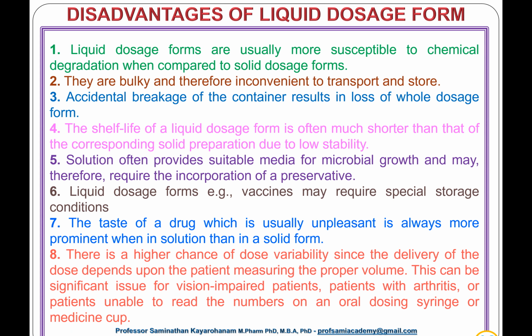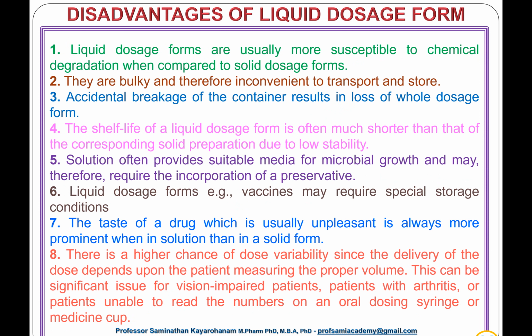Next slide. Disadvantages of liquid dosage form. 1. Liquid dosage forms are usually more susceptible to chemical degradation when compared to solid dosage forms. 2. They are bulky and therefore inconvenient to transport and store. 3. Accidental breakage of the container results in loss of the whole dosage form. 4. The shelf life of a liquid dosage form is often much shorter than that of the corresponding solid preparation due to low stability.